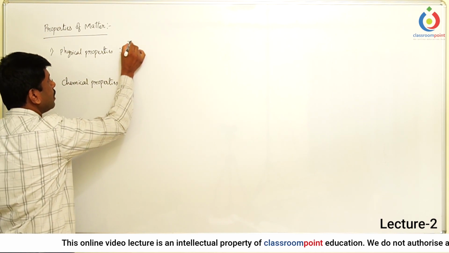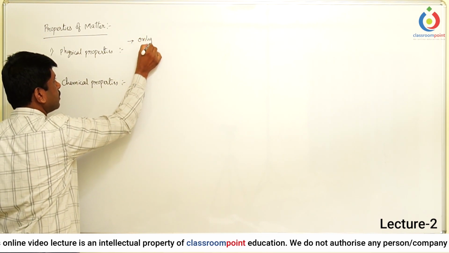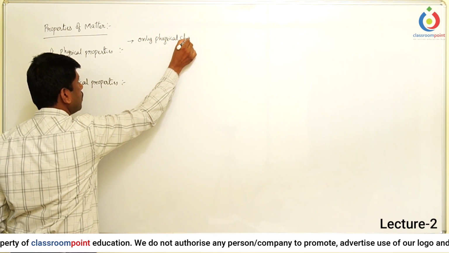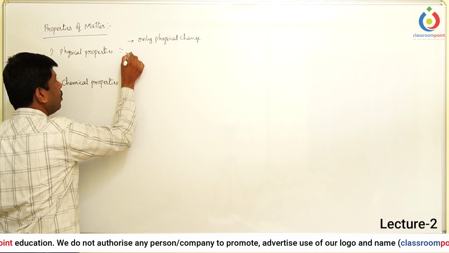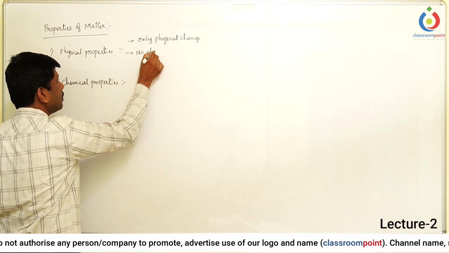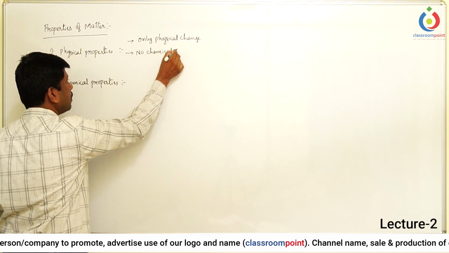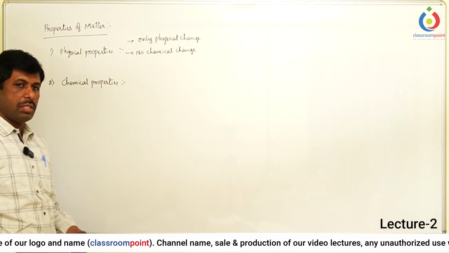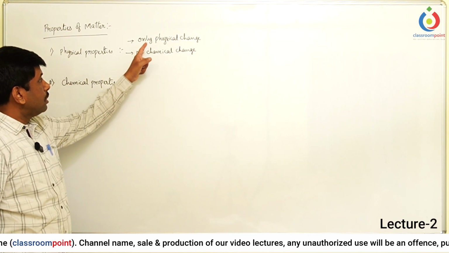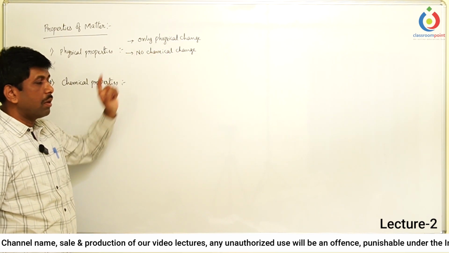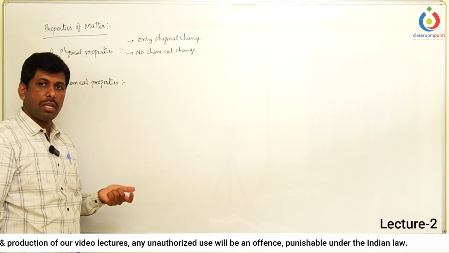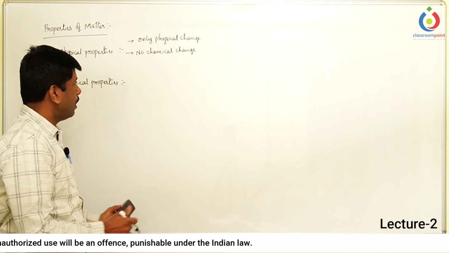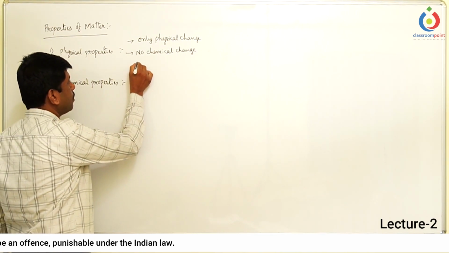Physical properties involve only physical change, and no chemical change is observed. So any property that includes a change of only physical state but not the chemical formula or chemical composition is called a physical property. Let us take examples of these physical properties.